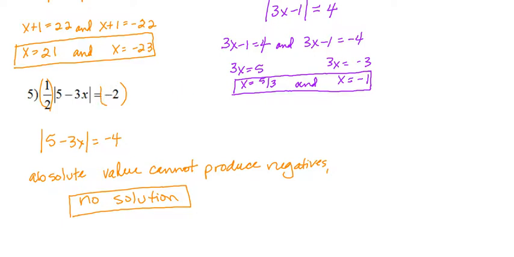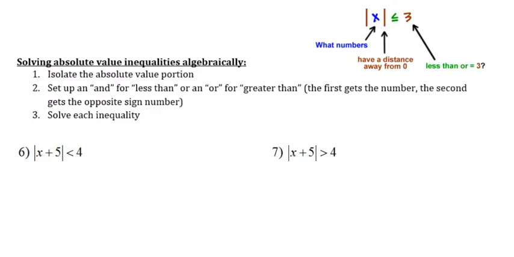Now we're going to talk about inequalities. Inequalities are solved similarly. They do have two parts to them, but it's a little different. We're thinking again, what numbers have a distance from 0 that is less than or equal to 3? That's what these inequalities mean. So instead of equals 3 and having two separate answers, we're going to have a range of values, right? We're going to have multiple values that solve this.